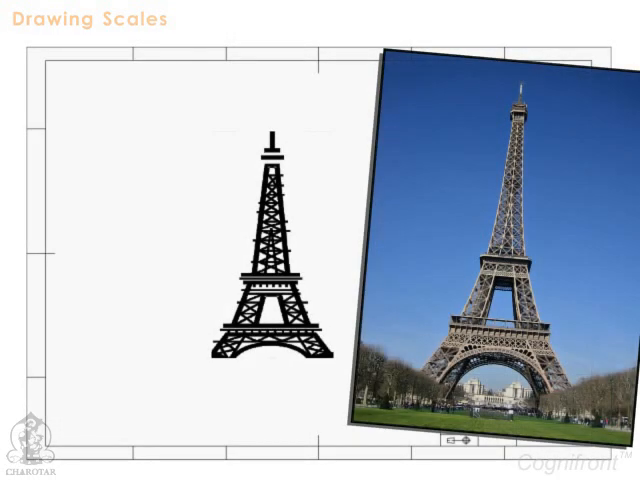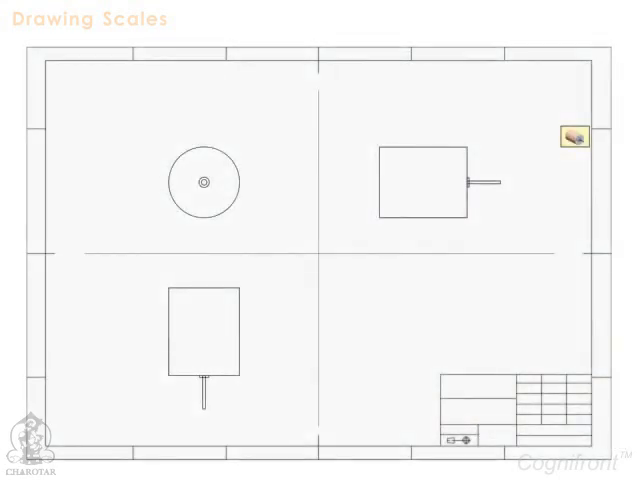However, generally the prototype is either too large, for example the Eiffel Tower, or too small, for example a microscale motor, and we will have to scale down or scale up the dimensions of the prototype in order to represent it on the drawing paper.